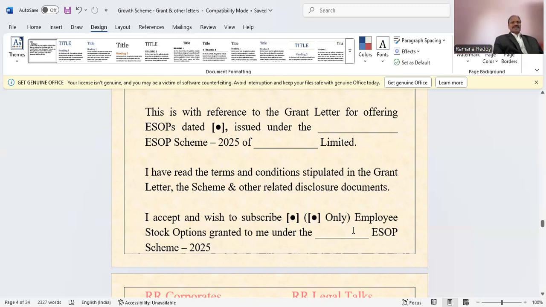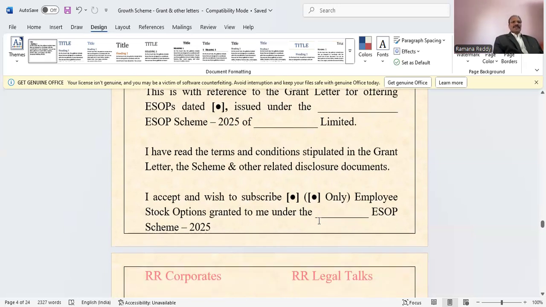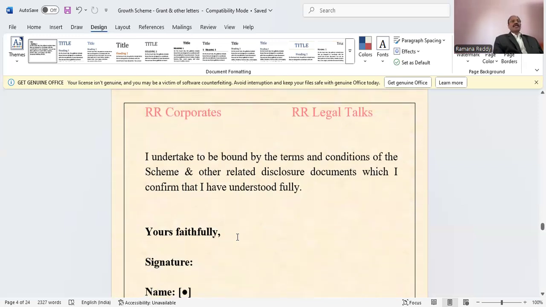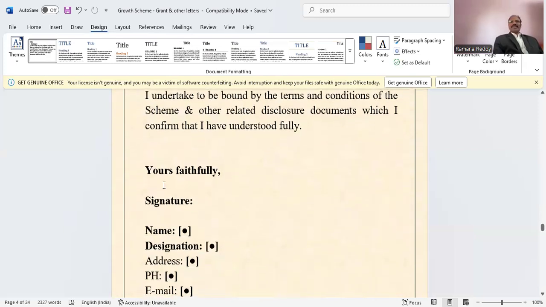This is only an option to the employee. So he will write how many options he wants to accept. Then: I undertake to be bound by the terms and conditions of the scheme and other related disclosure documents, which I confirm that I have understood fully. This is the form of acceptance. It will be supplied to the grantee along with the grant letter.